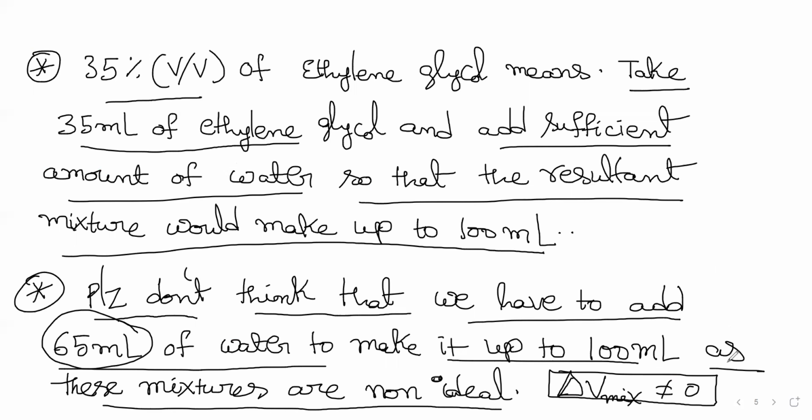That's why we don't know how much water we have to add to make it 100 ml. So we say that we add a sufficient amount of water to make it up to 100 ml of solution. That's how you calculate the volume percent.